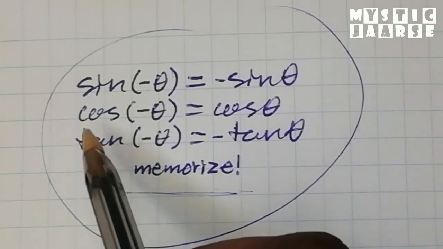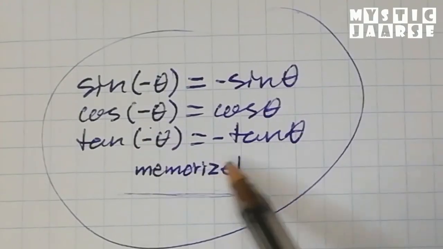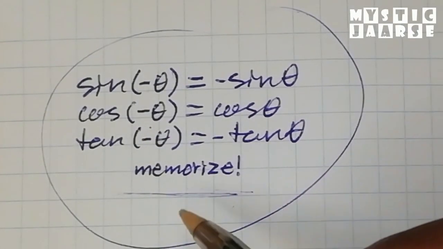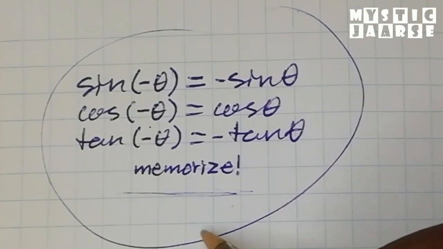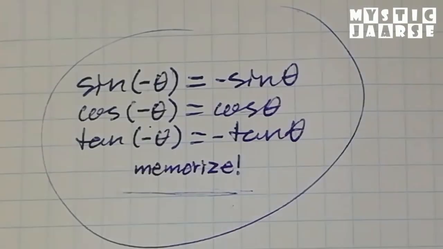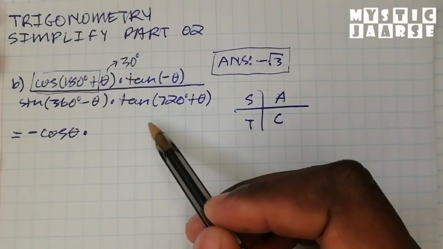You don't have to memorize why. You don't have to know the reason why cos is not affected by a negative angle. I know the reason why, but you're not going to get any mark allocation for knowing why cos is not affected by a negative angle. So we have tan of a negative angle.